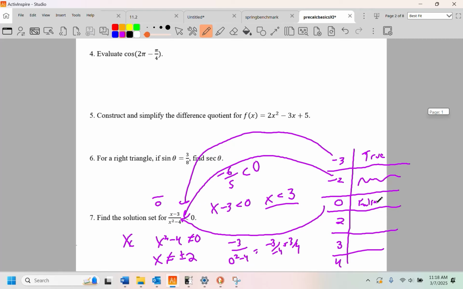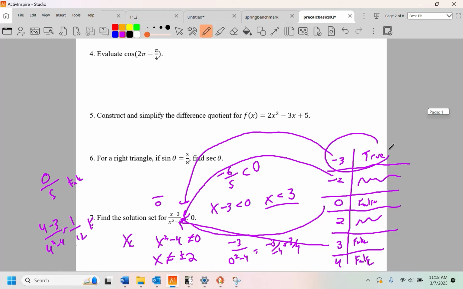Interesting. I kind of thought it would work, because I get 3/4, and 3/4 is not. If I plug in a 2, what happens? Well, it fails. If I plug in a 3, I would have 0 over 5, which is false because that's 0. So nothing there, fails. And what do we have here? We plug in a 4. If we plug in a 4, we have 4 minus 3 over 4 squared minus 4, which is 1 over 12, which is also false.